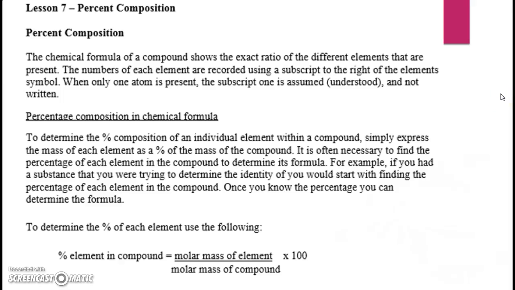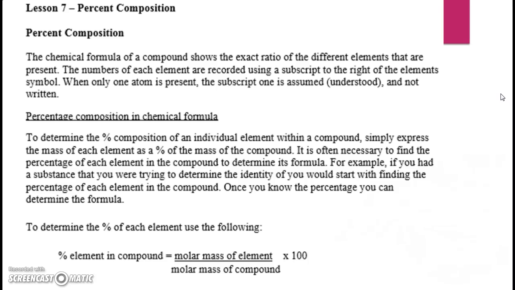Alright, so today's lesson we're going to be going over lesson 7 in your notes packet, which is on percent composition. So, for percent composition, basically the chemical formula of a compound shows the exact ratio of the different elements that are present. The numbers of each element are recorded using a subscript to the right of the element's symbol, which we have studied before, such as if you have H2O, you know that there's 2 hydrogen, 1 oxygen. When only one atom is present, the subscript 1 is assumed or understood, just like H2O. There only is 1 oxygen, but we just kind of know that.